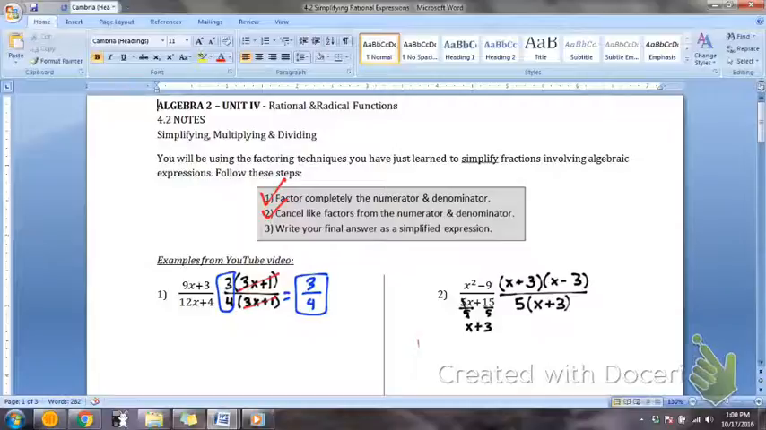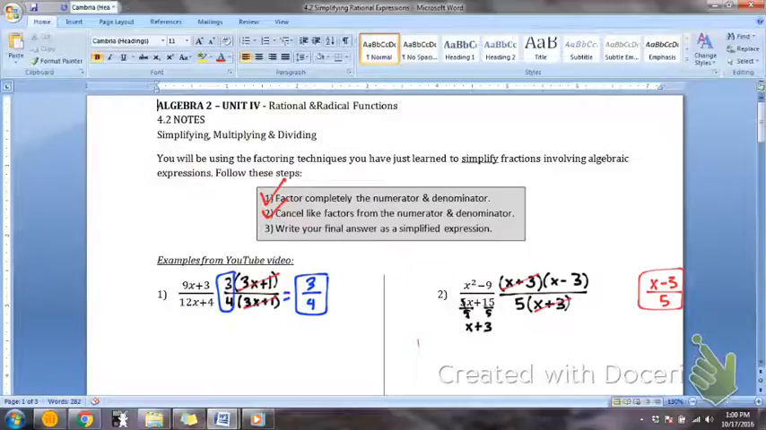Okay, Emily, what do they have in common? An x plus 3 and an x plus 3. So I can cancel those out. Amanda, what am I left with in the numerator? X minus 3. Colt, what's in the denominator? 5. This is your finished answer. Now, you can put parentheses around the x minus 3, or you don't have to. It's not going to change the answer.